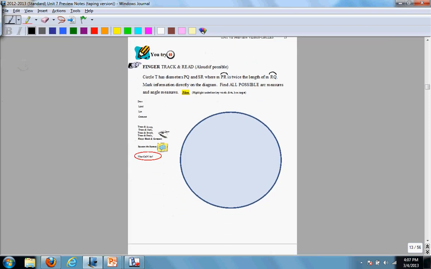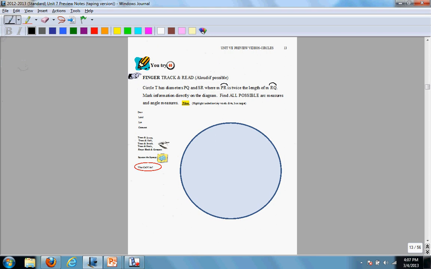Alrighty, I'd like you to do page 13 on your own. I'm going to set the timer for 3 minutes. I want you to finger track read, and then after you finger track read, you filter, you draw, you label, you list any information, you cross stuff out as you do it, and you ask yourself, what can you do? I'm going to set the timer for 3 minutes. Start reading, go.